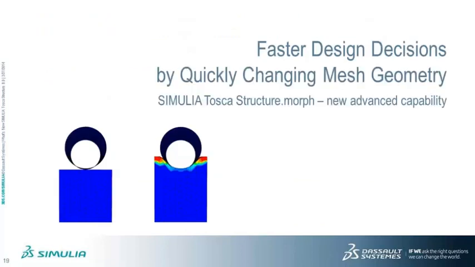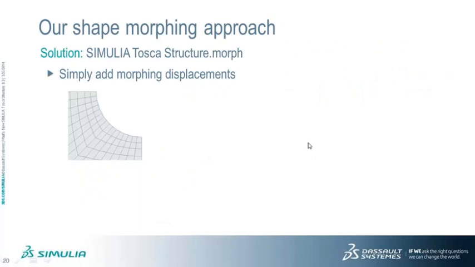Now let's go and see a second big enhancement with Tosca 8.01, and this is the morphing. Yes, so our morphing is a so-called advanced capability. It's not an optimization module itself. It's an enhanced feature which enables faster design decisions by quickly changing mesh geometry. So it's a very nice tool to perform design modifications on an existing model.